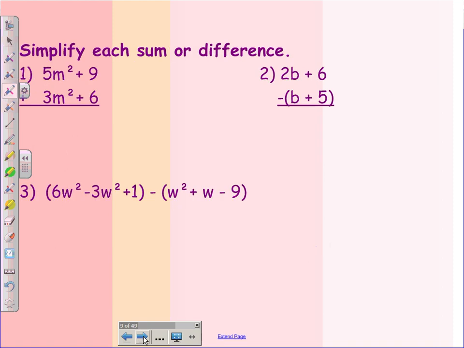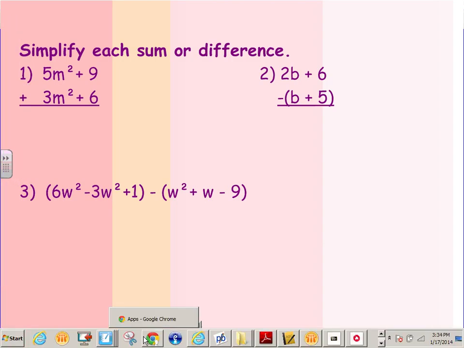Good enough. Moving on. Now, simplify each sum or difference. Now we're actually going to get into operations. And just like when we're combining like terms, we want to make sure that it is, in fact, a like term. And I know that it's a like term when the exponent is the same.